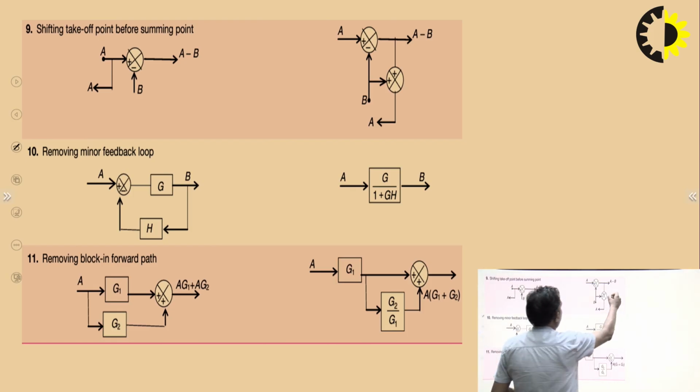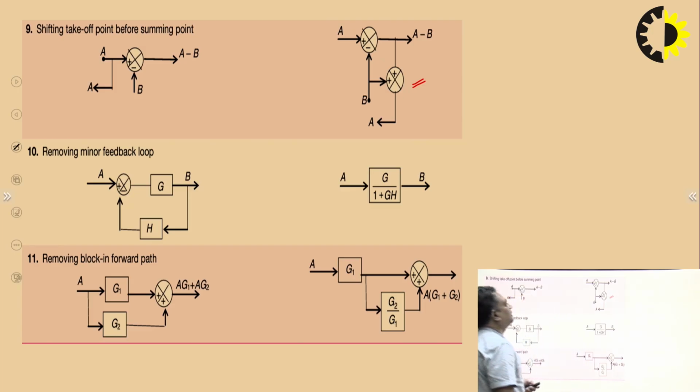Again we can see it is a complicated type of thing that we have obtained. A single summing point will be converted into two summing points, and you can see the output again will become the same. Now, removing minor feedback loop. The formula for this is simply B by A. If you calculate B by A here in this case, it will become forward path gain upon 1 plus forward path gain multiplied by feedback path gain.